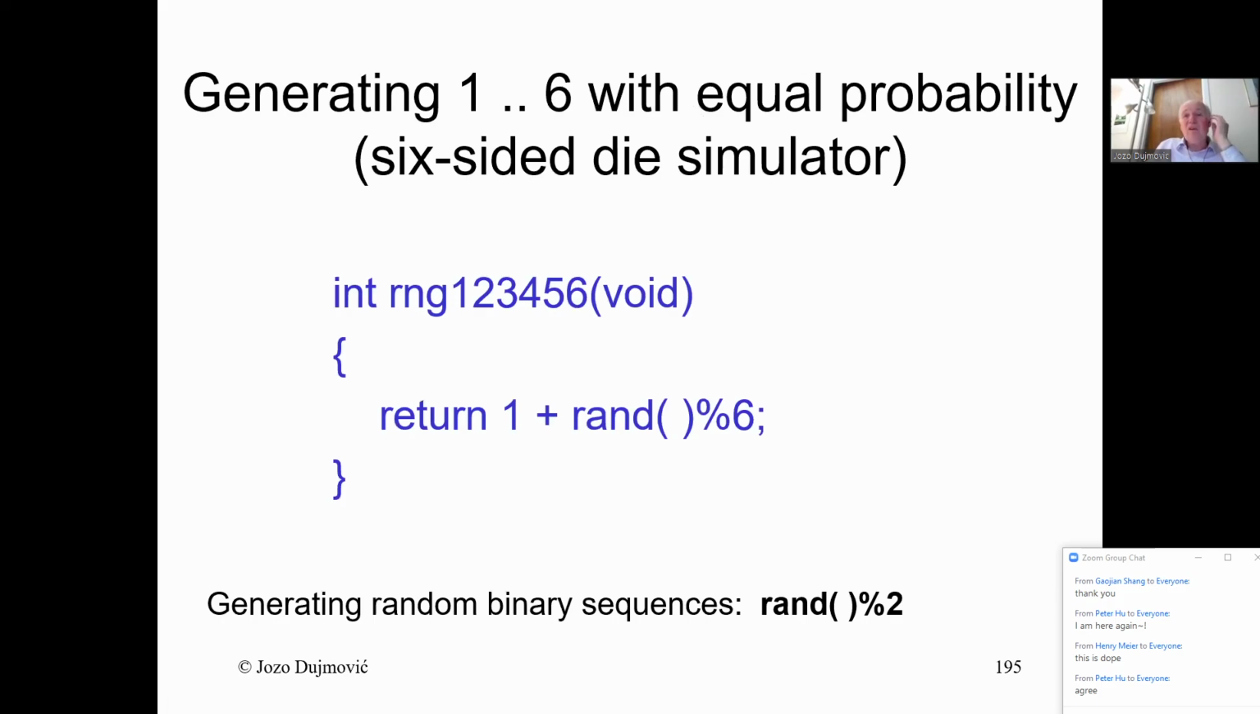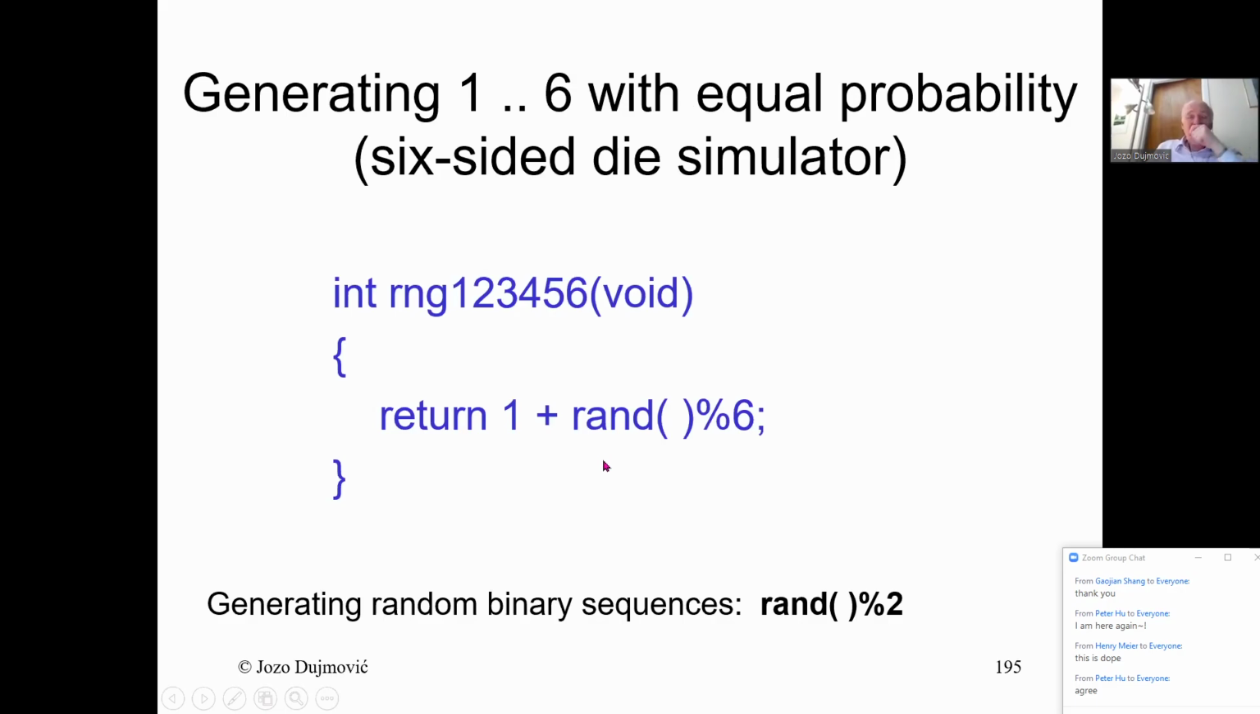Okay, so I want to show you a few more examples, and here is one example that is creating digits from 1 through 6 with equal probability. So this is like a 6-sided die simulator. So you are throwing 2 dice if you want, and getting combinations of 1 through 6 and 1 through 6. How to make such a generator? Of course, we use RAND.